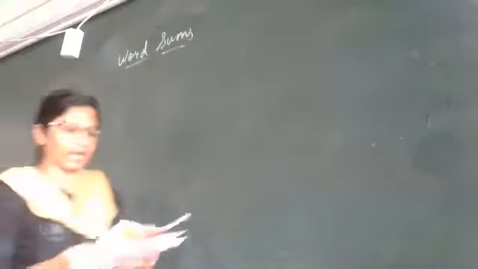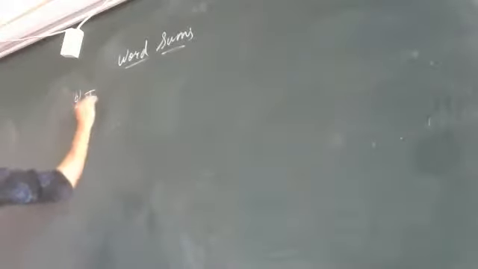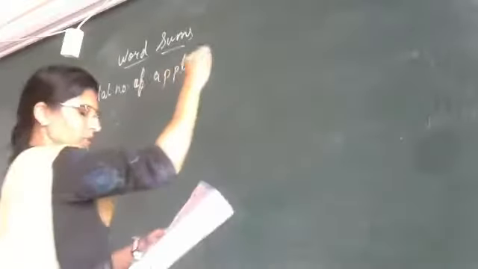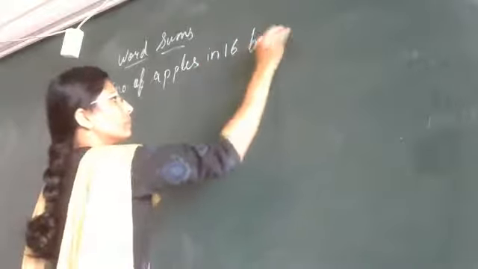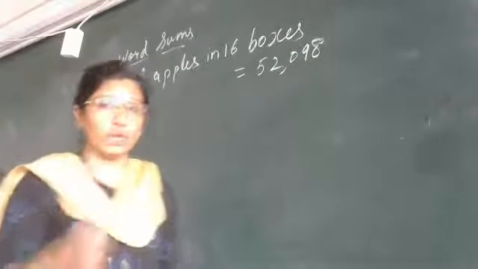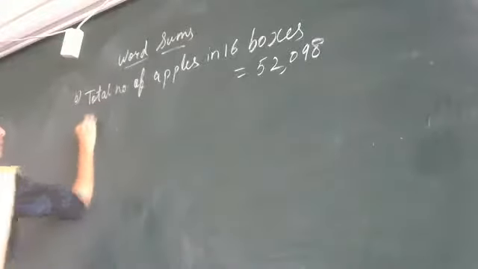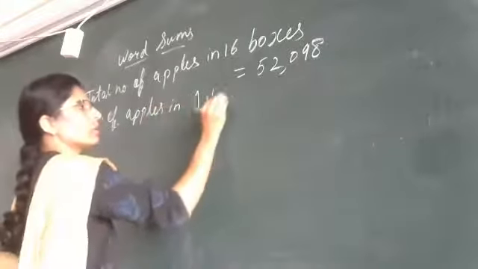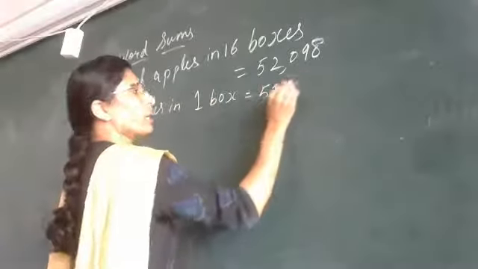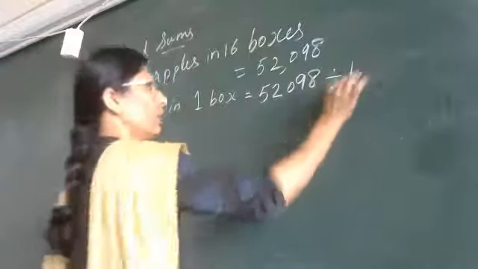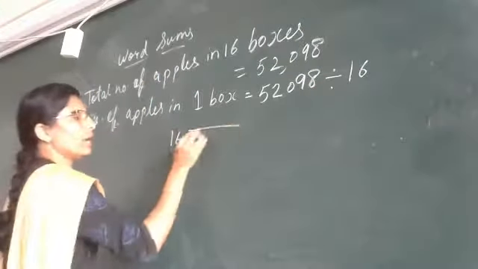So here first we will write number of apples, total number of apples in 16 boxes. 52,098. Now we have to find in one box something. So number of apples in one box is equal to 52,098 divided by 16. Okay, so we will divide here by 16.